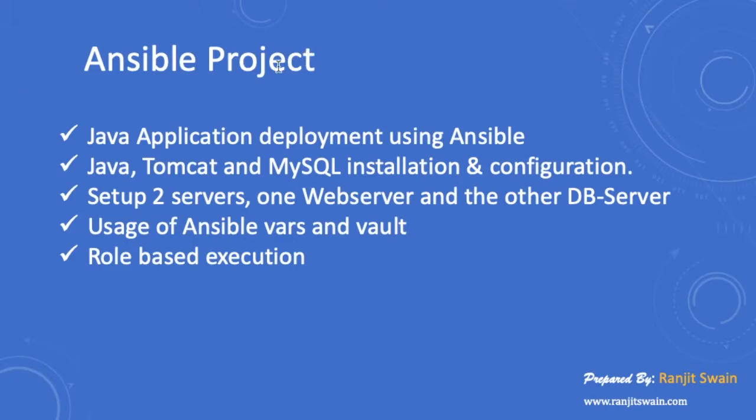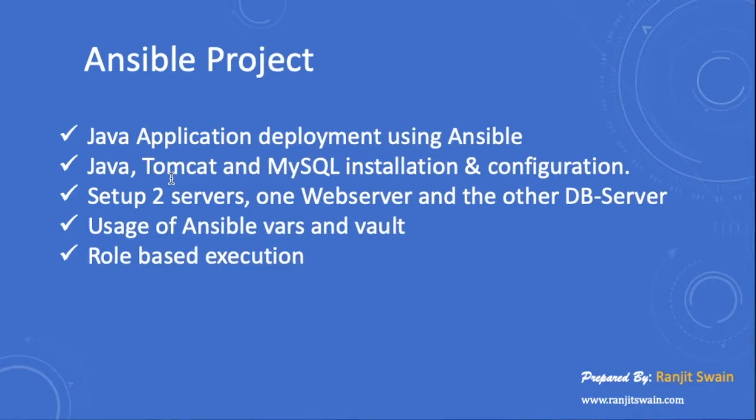So here is the Ansible project. You see here we have the Java application deployment using Ansible, and we'll do Java, Tomcat and MySQL installation and configuration. We'll set up two servers. One will be our web server, another will be our DB server. Then we'll see usage of Ansible vars and vault, how to store the variables and the secrets, and we'll see the role-based execution. So let's start.